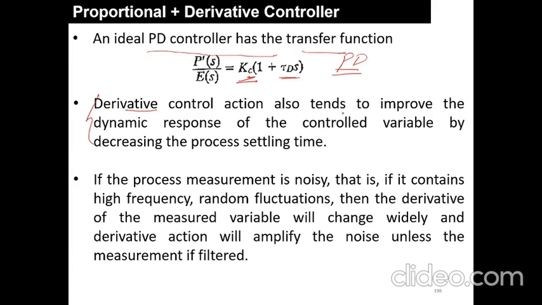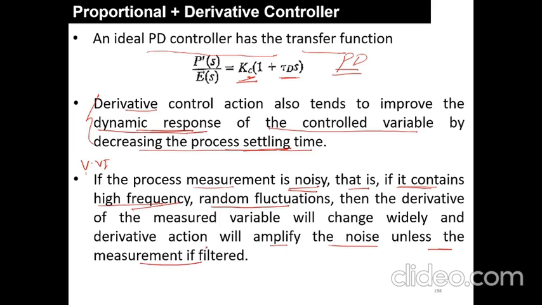Derivative control action also tends to improve the dynamic response of the control variable by decreasing the process settling time. Settling time will decrease and dynamic response will improve, but at the same time the error will increase if the process measurement is noisy, that is, if it contains high frequency random fluctuation. Very important. The derivative of the measured variable will change widely and derivative action will amplify the noise unless the measurement is filtered.